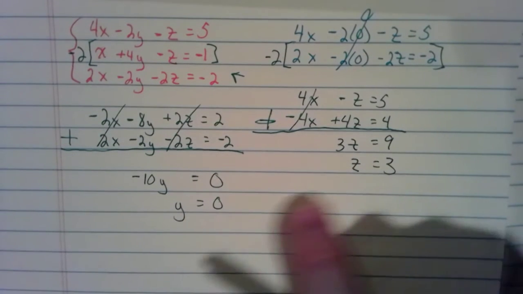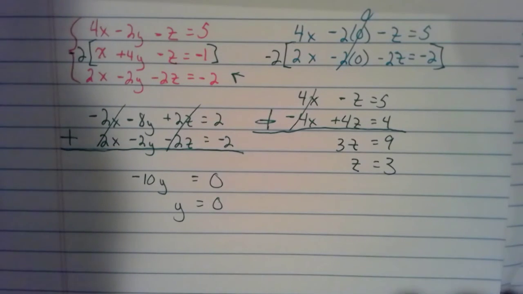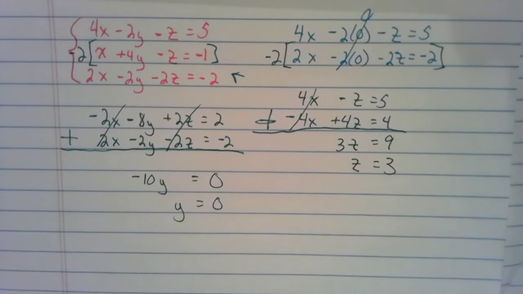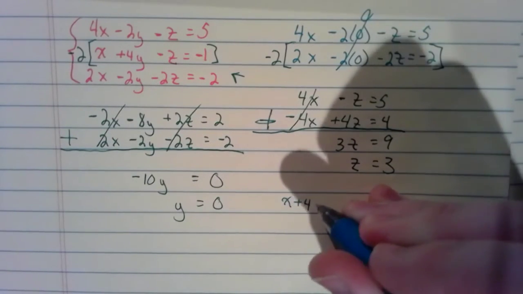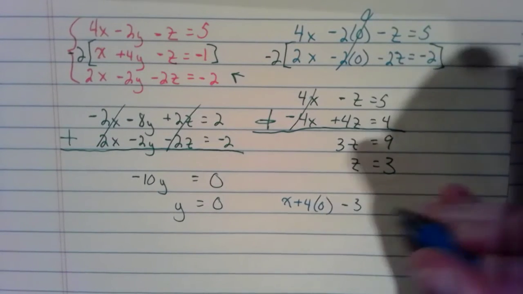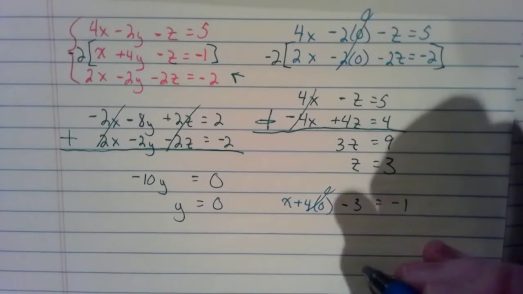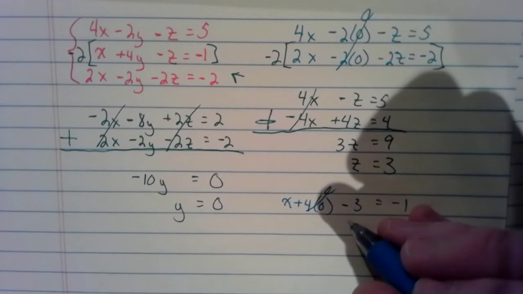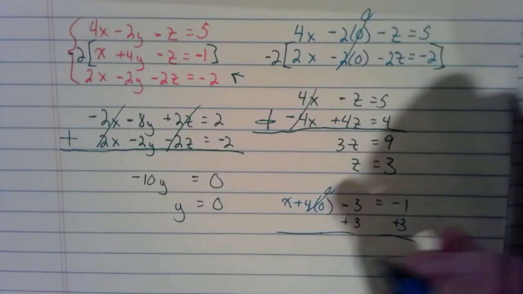So now I know y is 0, z is 3. I can pick any equation I want now and plug in 0 and 3 and find out what x is. Let's go ahead and do that second equation. That one looks easy enough, right? So second equation, I've got here x plus 4, and I know that y is 0, minus z, which I know is 3, equals negative 1. Okay? 4 times 0 is 0. I get x minus 3 equals negative 1, so I add 3 to each side. I get x equals 2.